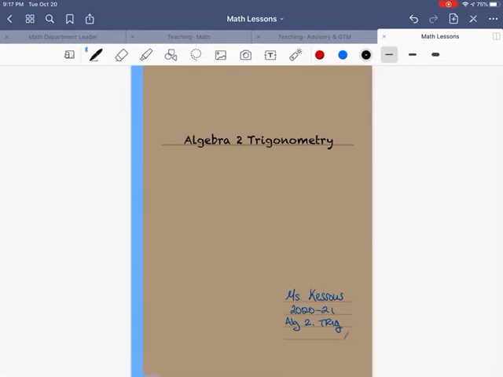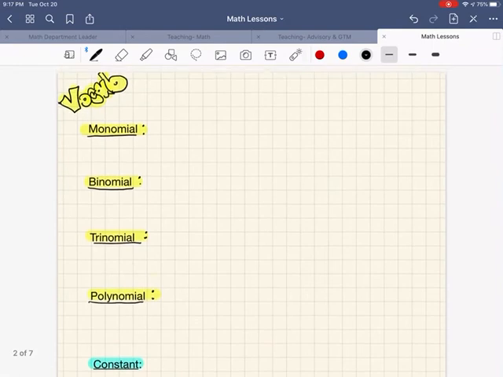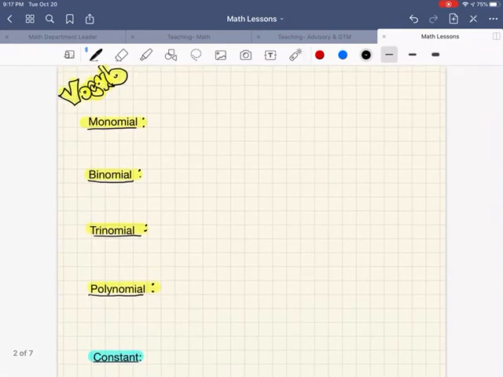There's going to be some new vocabulary. We are going to be going over how to do operations on polynomials, and I'm super excited about this. So this is my math notebook. Come along with me as we take some notes. Okay. So we're going to start with some vocab. Hopefully this is review, but if not, that's okay.